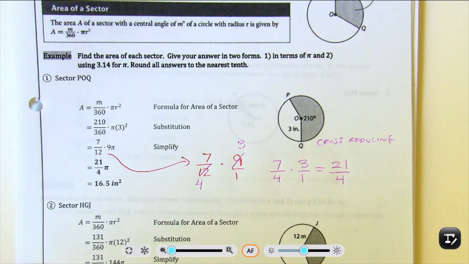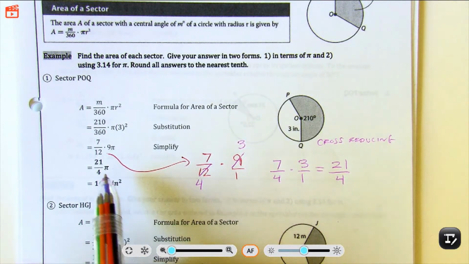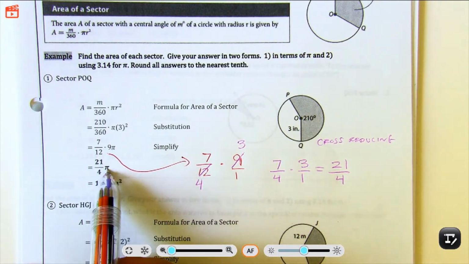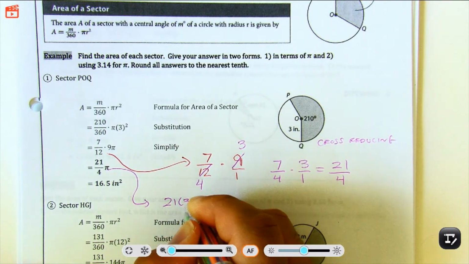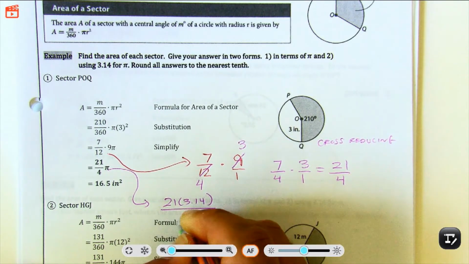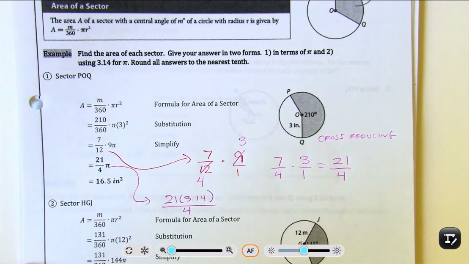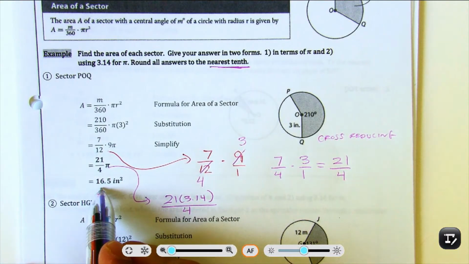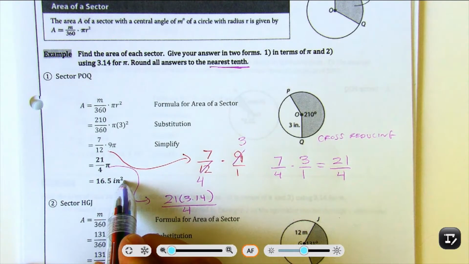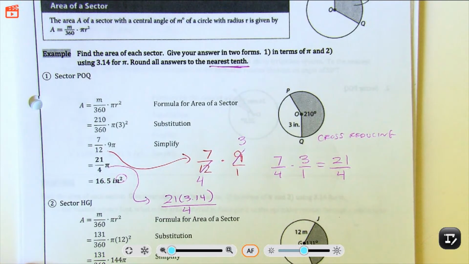So then we have 21 over 4 pi. Then the next step that they did was they multiplied 21 times 3.14. So let me write that over here. They did 21 times 3.14, all divided by 4. And if you type that in the calculator and round your answer to the nearest tenth, because it says round to the nearest tenth, you should get 16.5 inches squared. Now the reason why this is squared is because we're talking about area, and whenever we talk about area, our units are always squared.